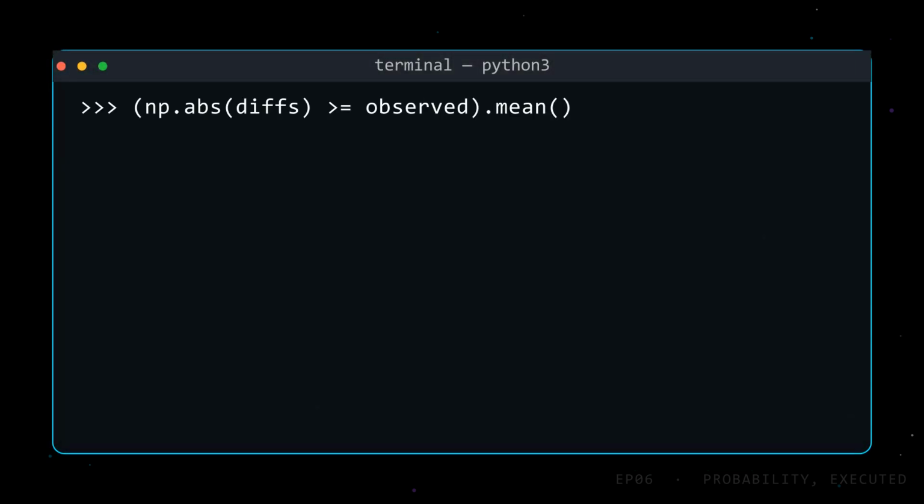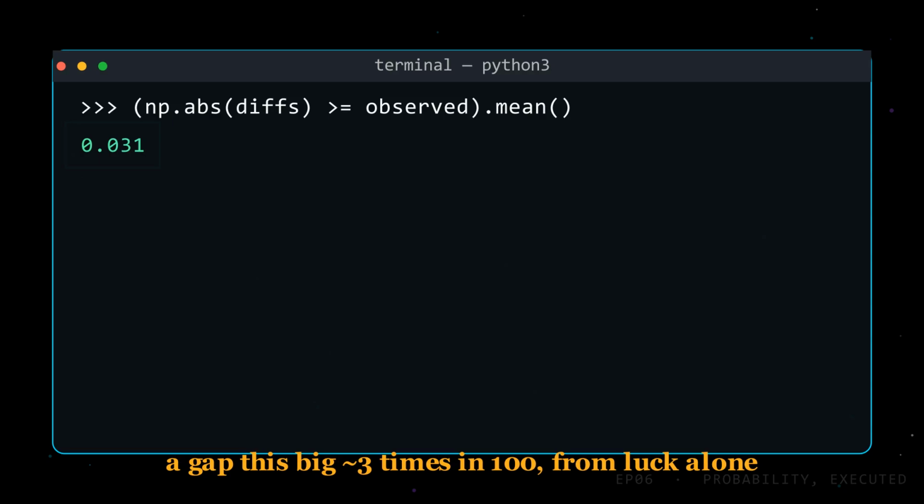Now the p-value is just counting. What fraction of those shuffled differences were at least as extreme as the one we actually observed? Run it, and we get 0.031, 3.1%. So if the button color did nothing at all, we'd see a gap this large about 3 times in 100. That's the p-value. It's a proportion of a simulation we ran ourselves.